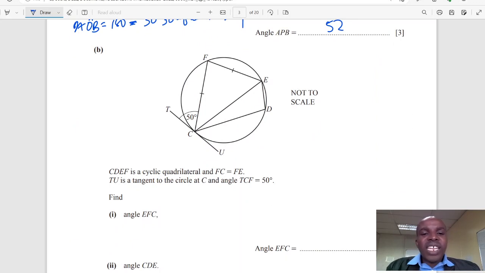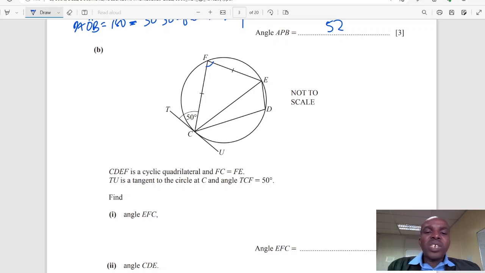Next, part B. CDEF is a cyclic quadrilateral, and FC is equal to FE. Now they've told you everything. Then TU is a tangent to a circle, if there's a center, but there's no center now, at C, and angle TCF is 50 degrees, given. Find angle EFC.